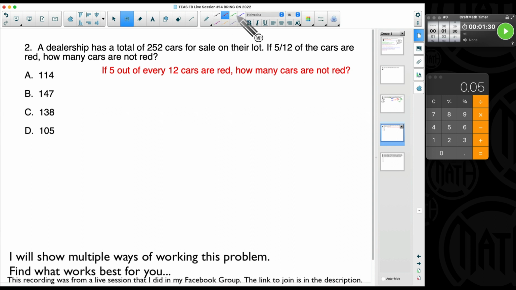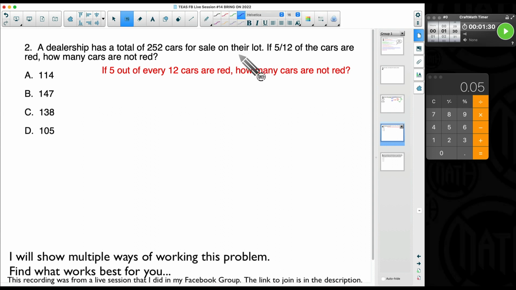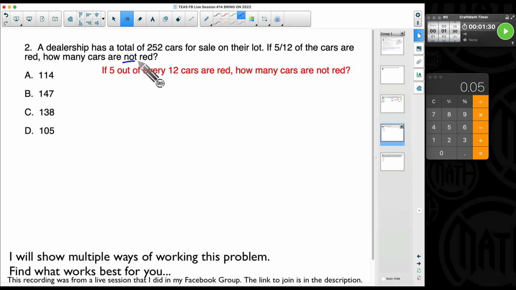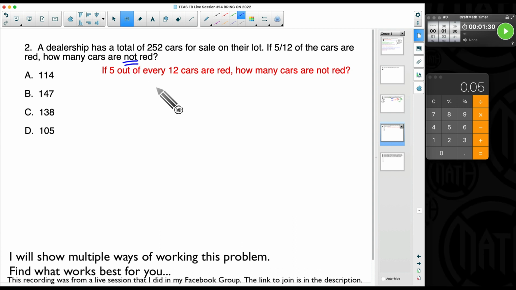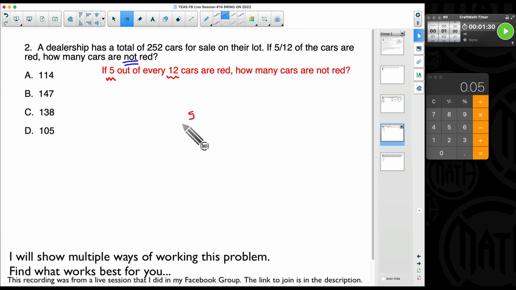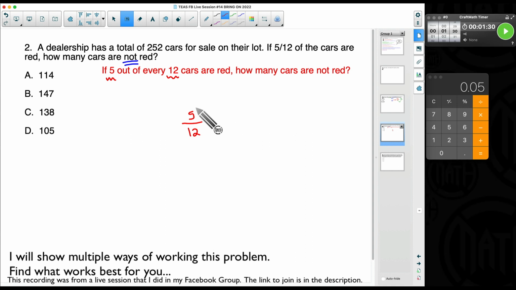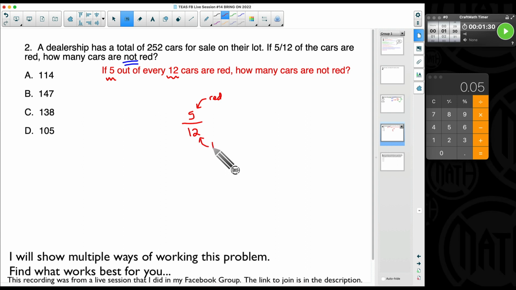Now, I'm going to show you just one way first, and then I'll come back and show you some other ways as well. Now, what we need to realize is that we are trying to figure out how many are not red, but even if you didn't see that yet, you can still get the problem right using this 5 out of 12. So what does this 5/12 represent?